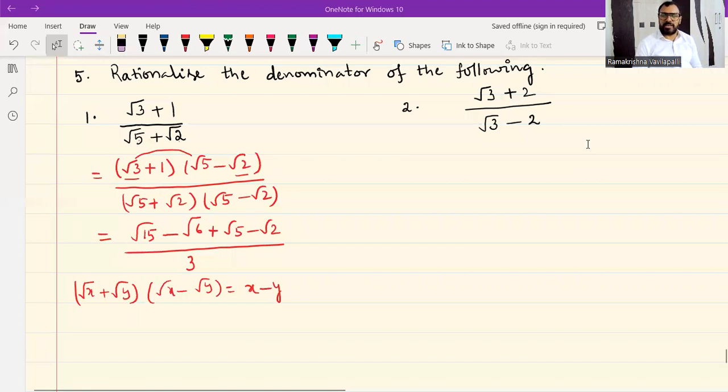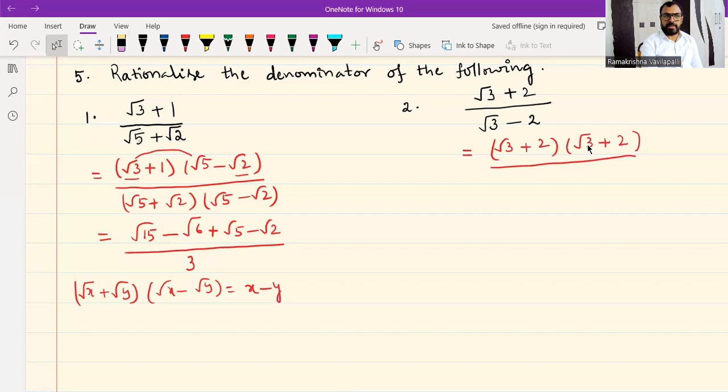So the second one is (root 3 plus 2) by (root 3 minus 2). We have to rationalize only the denominator. This is equal to root 3 plus 2 into, we have to rationalize the denominator, so you should multiply with its conjugate, root 3 plus 2. In the previous example, in the denominator there was a plus sign between these two numbers. Here we have a minus sign. So here root 3 minus 2 into root 3 plus 2.